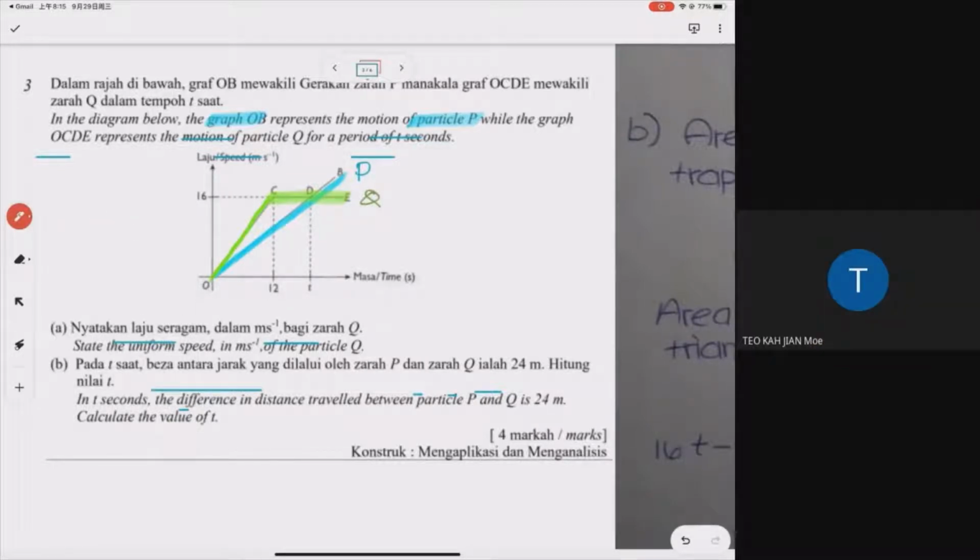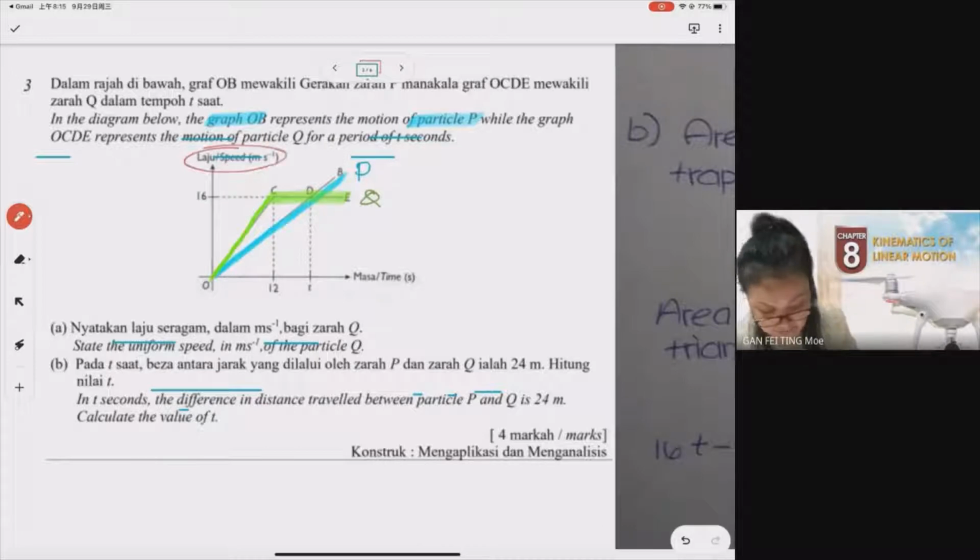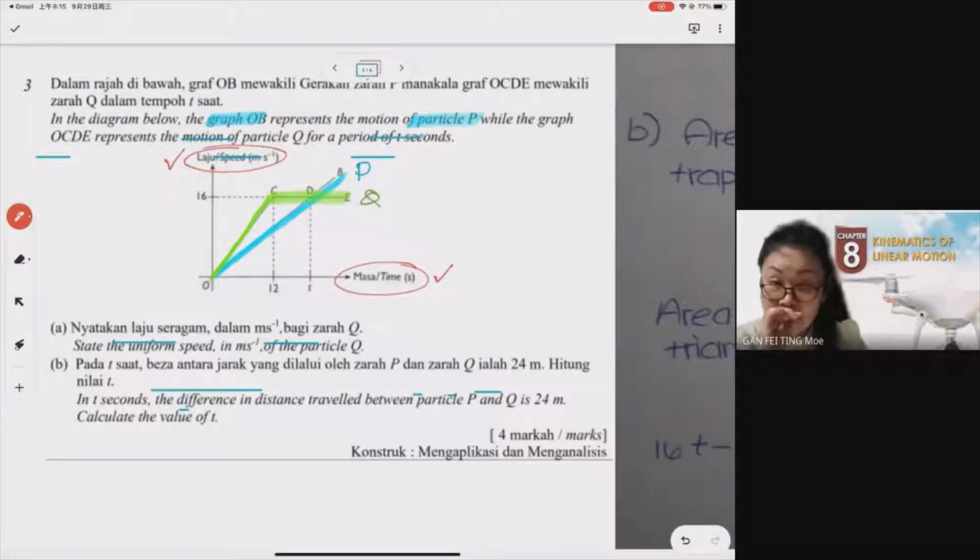Speed time graph. See or not, this question never tells you. This question never tells you what graph this is. They just say that in the diagram below. So your attention is onto this first, otherwise you will interpret wrongly. Now, for this motion, for the period of t seconds, it's in seconds. Okay, now I see the graph, I understand.